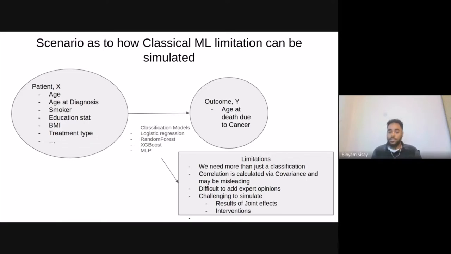And lastly, it's challenging to simulate the results of joint effects. Had a person been diagnosed at a later age or at an early age, then the treatment type would have changed, and with that different treatment type, what would have been the age at death due to cancer? And also it's challenging to answer the intervention questions.